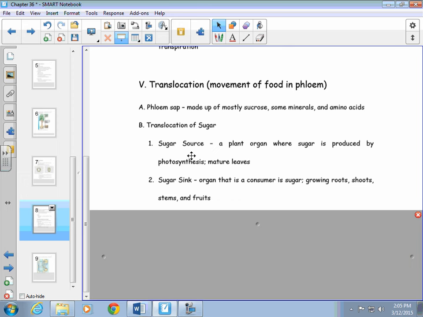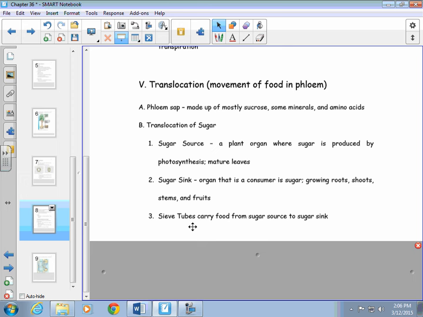The spot where the sugar is made is called the sugar source. I'm going to show you a picture in a minute. But this is the organ of the plant where sugar is produced, which that's where photosynthesis happens. And the best, most common area is a mature leaf. Now, where does it get dumped? We call that a sugar sink. This is an organ in the plant that needs sugar. A spot that has lots of cell division going on in the growing roots, in new stems, in the fruit. If there's a fruit on the plant, that desperately needs lots of sugar to continue surviving.